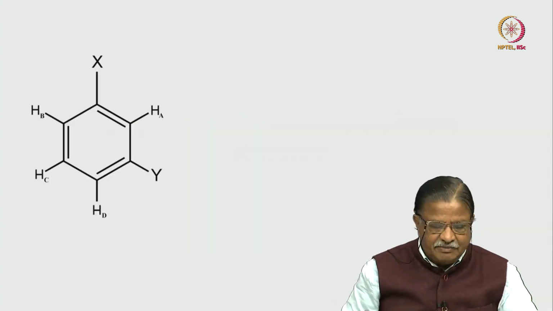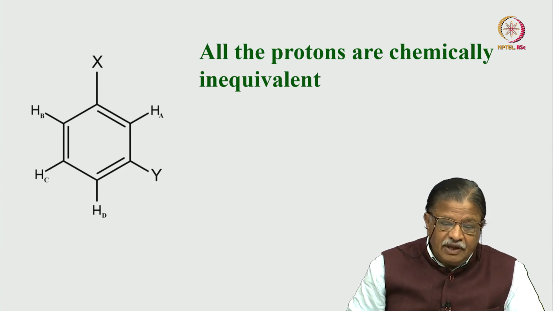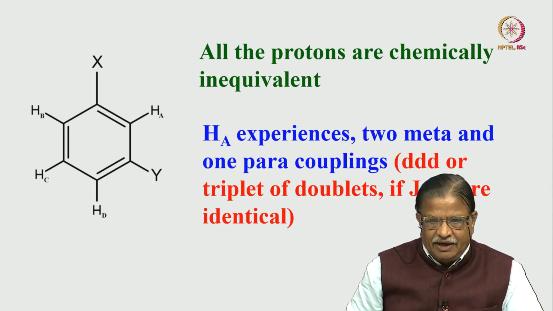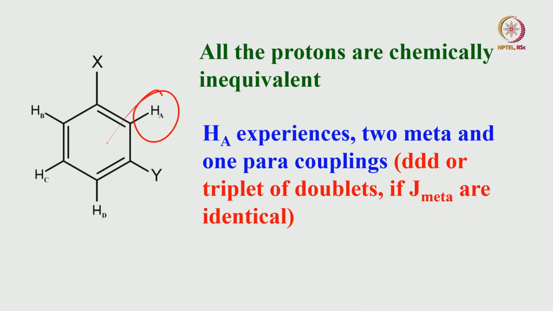What will happen if they are asymmetrically disubstituted like this? In which case, all the protons are chemically inequivalent. HA, if I look at it, it experiences two meta couplings and one para coupling.